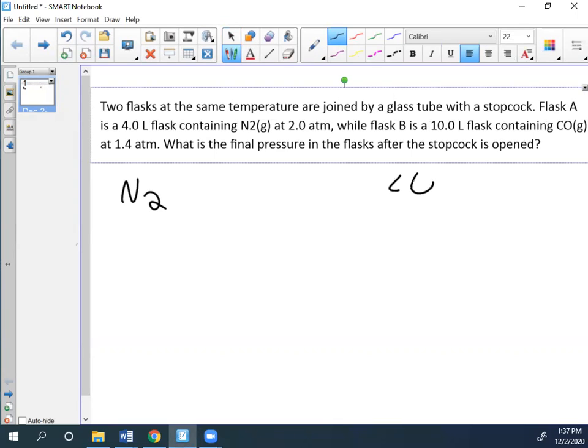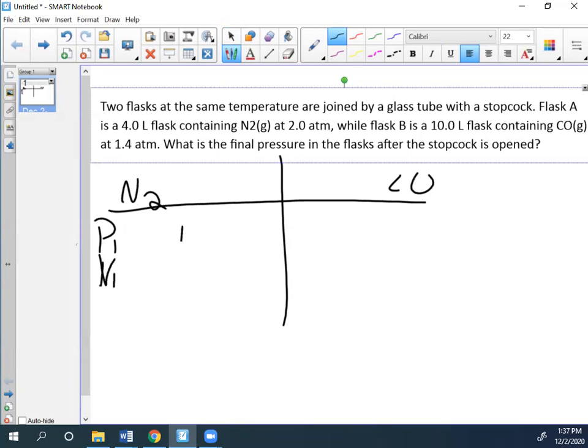N2 and CO, okay? I'll break it down into two sides. And I'm going to do the P1. There's no temperature, so I'm going to do a Boyle's law. P1, V1, P2, V2. And over here, I'm going to do a P1, V1, P2, V2.